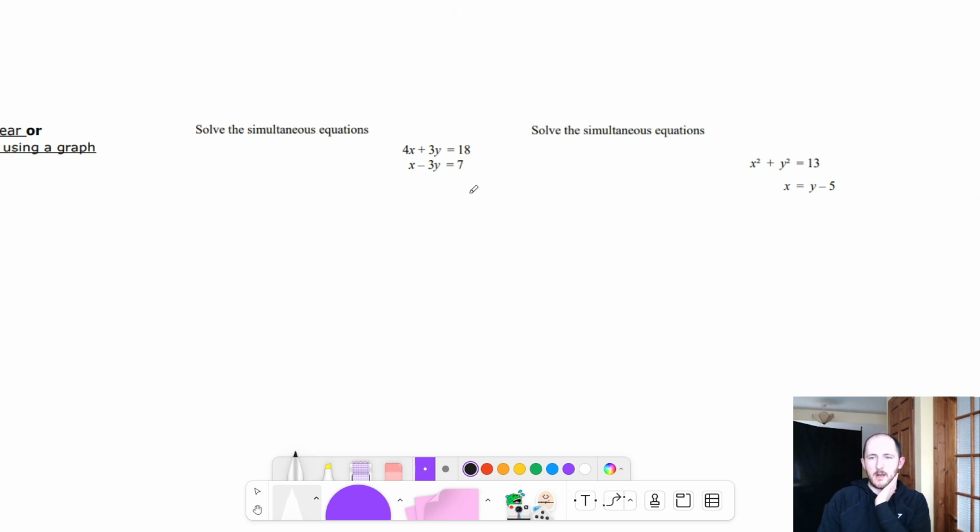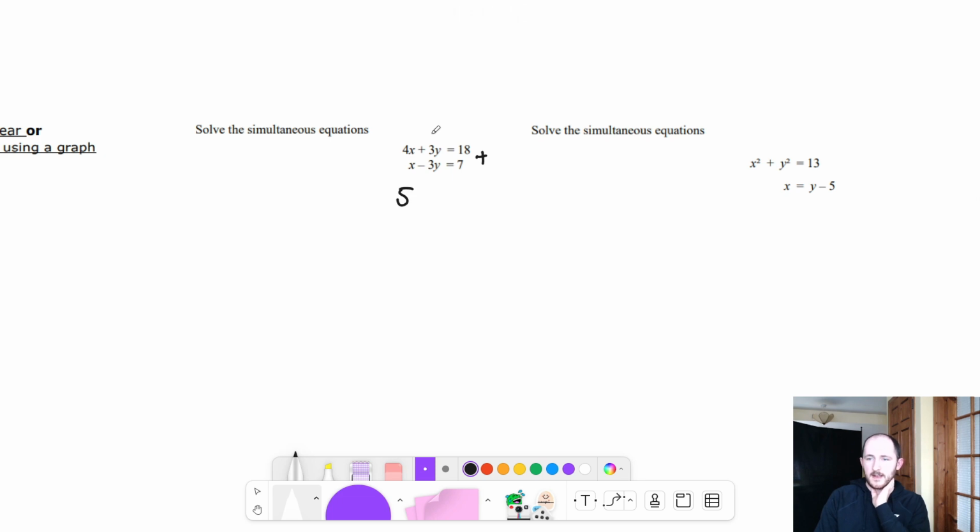So how do you work this out? Well, when it's two linear ones, you want to make one of the letters have the same number in front of the variable. If you have a look here, there's a 3 in front of both of these, right? Then you're going to add or subtract the equations. If they have the same sign, you always subtract. So same sign, subtract; different sign, add. These have different signs, so I'm going to add.